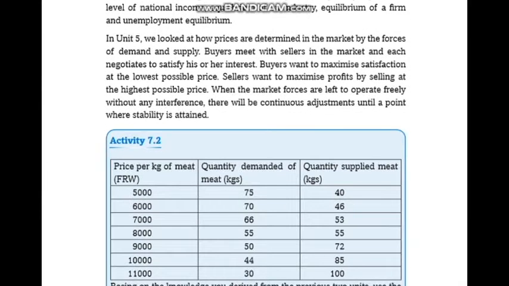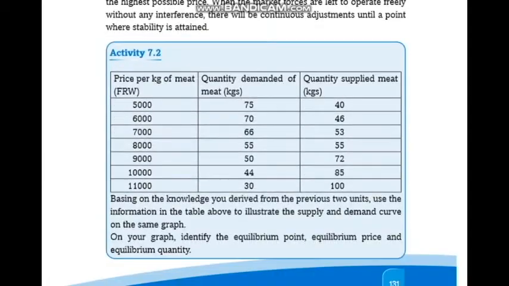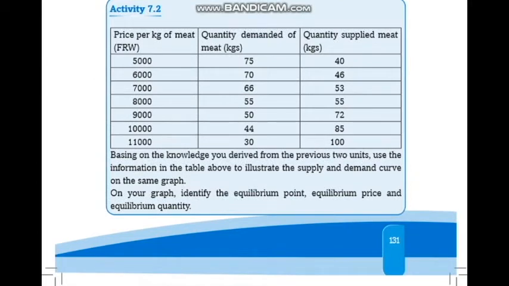In Unit 5, we look at how prices are determined in the market by the forces of demand and supply. Buyers meet with the sellers in the market and each negotiates to satisfy his or her interests. Buyers want to maximize satisfaction at the lowest possible price. Sellers want to maximize profit by selling at the highest possible price. Yes, we have seen it. When the market forces are left to operate freely without any interference, there will be continuous adjustment until a point where stability is attained.